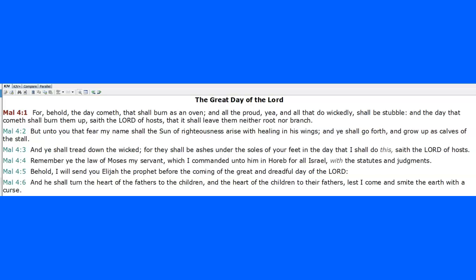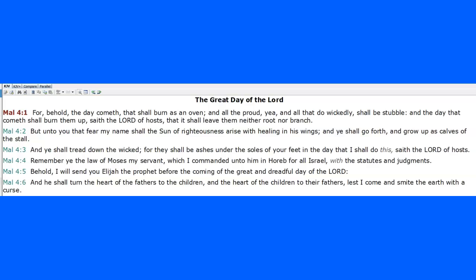But again, for behold, the day cometh that shall burn as an oven, and all the proud, yea, and all that do wickedly shall be stubble. And that day shall burn them up, saith the Lord of hosts, that it shall leave them neither root nor branch. That's these people, this new world order. When it says neither root nor branch, there will be none left of the Kenites. No children, no grandfathers, nothing. Nothing will be left. And the word is fine, finished.